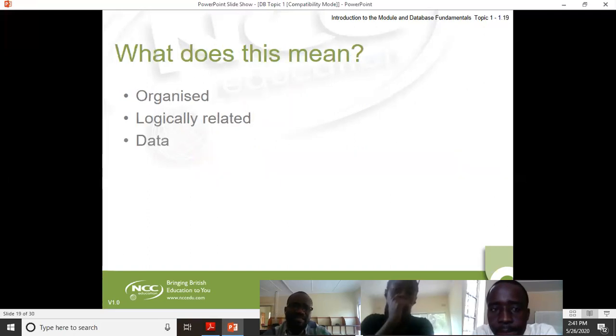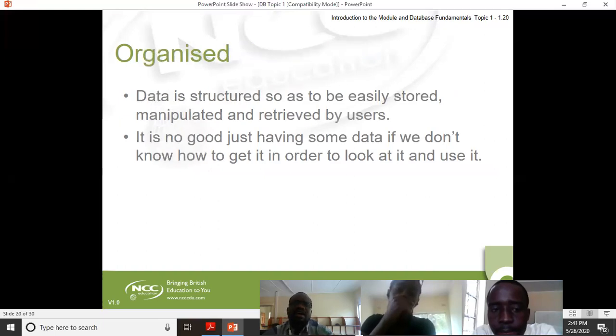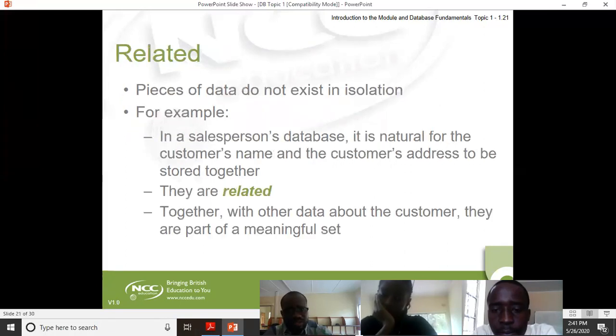So what does this mean? Organized, logically related. Data is structured so as to be easily stored, manipulated, and retrieved by the users. It is not good just having some data if we don't know how to get it in order to look at it and use it. Then related: pieces of data do not exist in isolation.